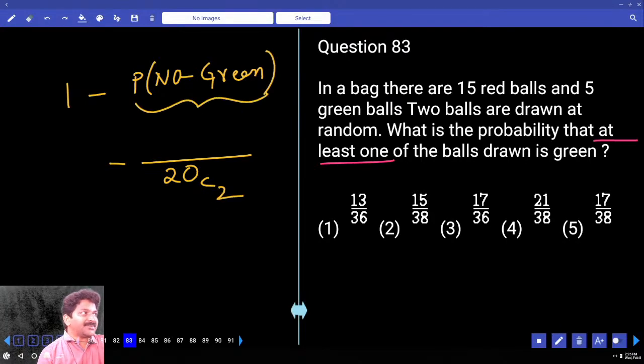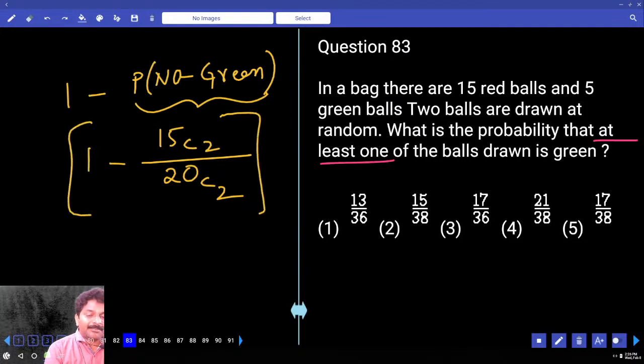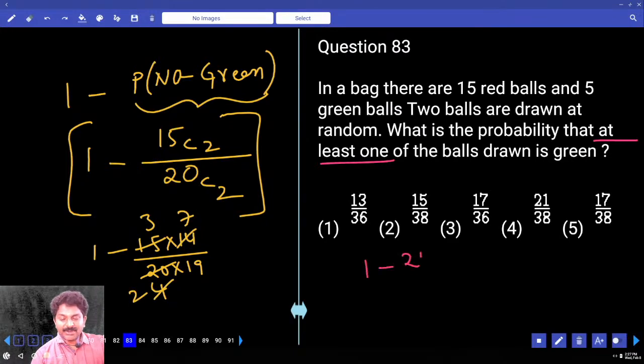Probability of getting no green, I am saying. How many green balls are there? So if you don't want green, how many balls are remaining? 15C2. This gives you the probability of getting no green. If the same is subtracted from the total, then you will get minimum of 1 green. 1 minus 15 into 14, 20 into 19. 3 times, 4 times, 2 times, 7 times. 1 minus 21 by 38, 17 by 38.